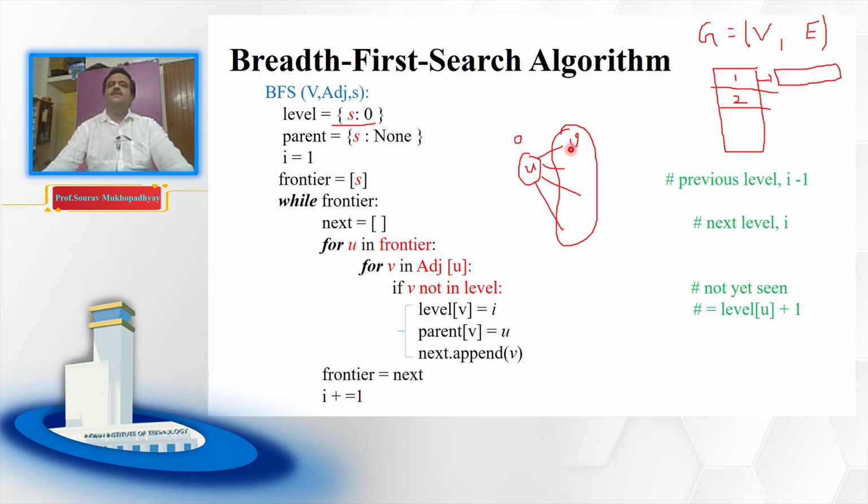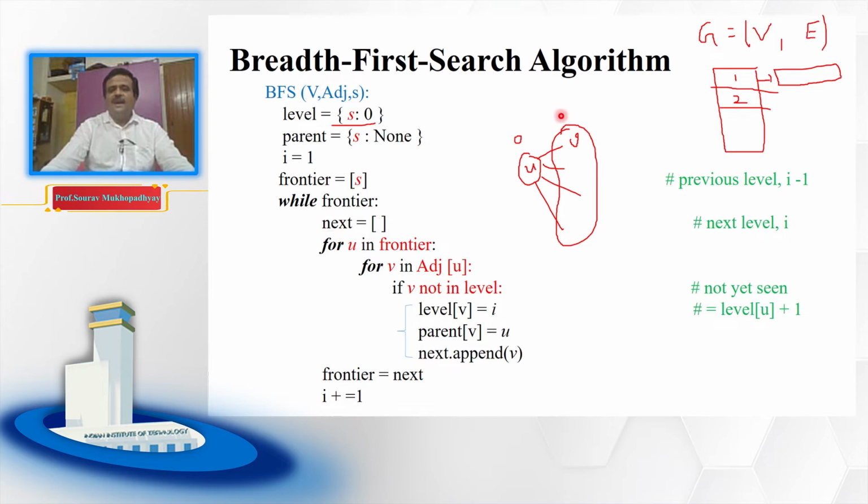Why we need the parent? Because we want to find the shortest path also. So, this parent link will give us the shortest path. We will come to that. Okay. And we add this V into this next set. So, we append this V into next set. So, this is the next level node and we append this and this will continue for all the adjacency vertices of U. So, we do it for all these V's and we put everything in the next set.